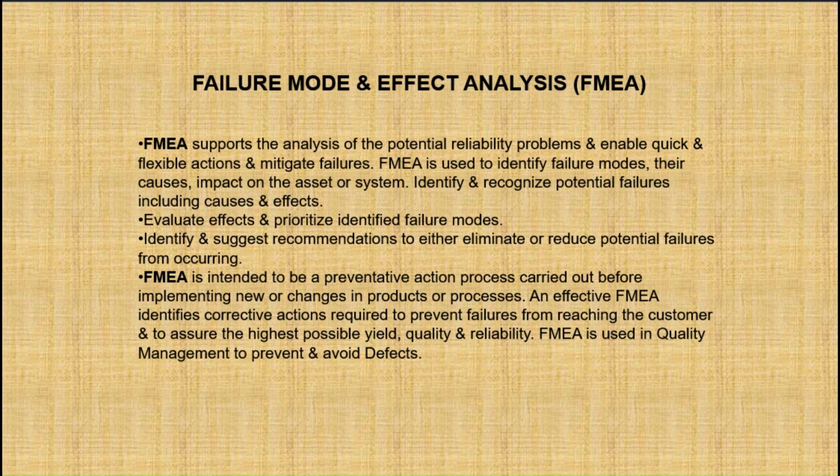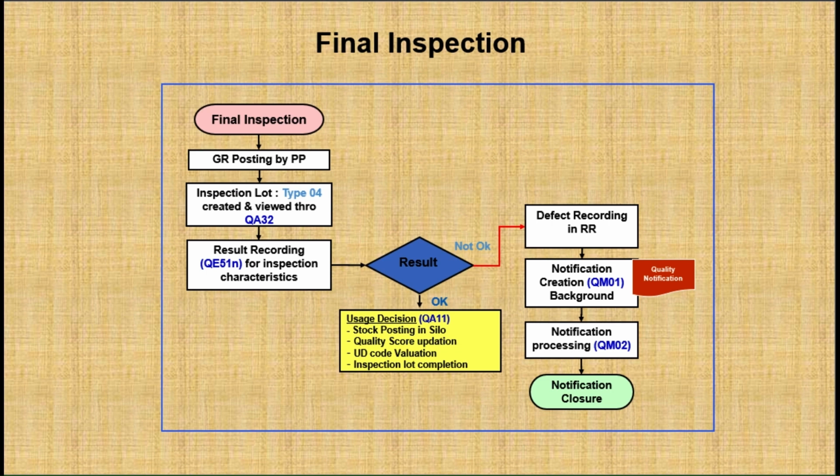FMEA, Failure Mode and Effects Analysis, is a systematic approach. At the early stage, we try to identify and eliminate possible product or process failure modes. The manufacturing unit does the inspection on the material and closely monitors what defects are coming. If it is a critical defect, then a notification is raised, and they take corrective and preventive actions against that particular defect.